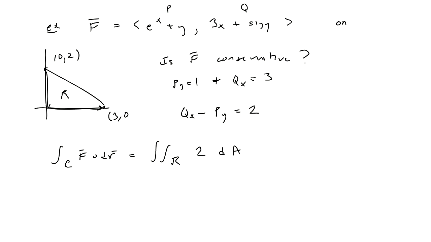So this one is a triangle, so I don't have to do an integral at all. I can just do 2 times the area. Well, the area of this triangle is 1/2 base times height. So it's 2 times 1/2 times 3 times 2, and I get 6.